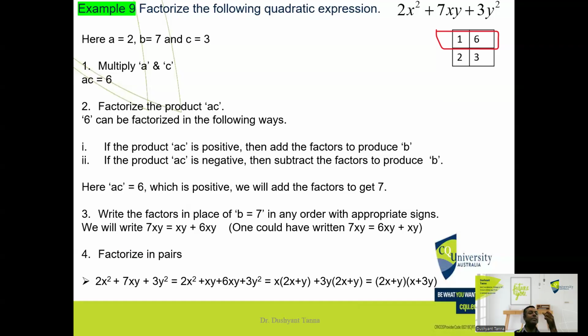So 2x squared plus xy plus 6xy plus 3y squared, right? So I split 7 as xy and 6xy. Okay. Now, 2x squared plus xy, what is common? Only y is common. I repeat again. It's hard to visualize, but this is how you will really sharpen your brain.